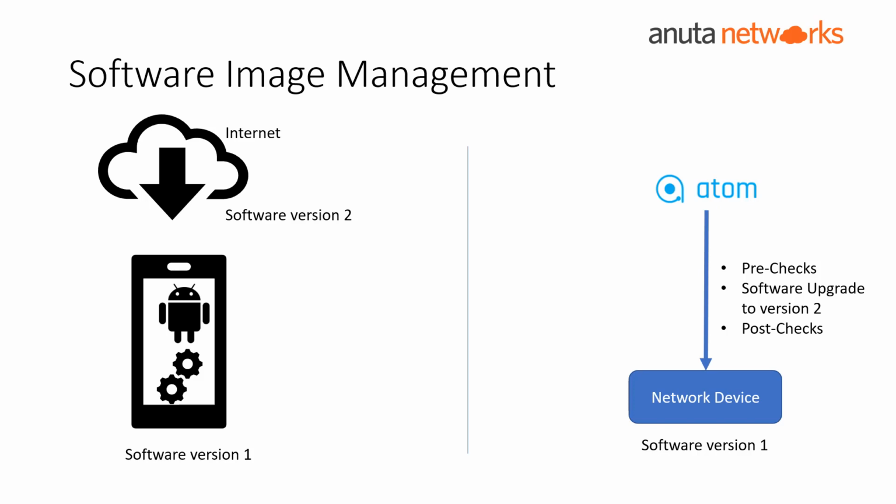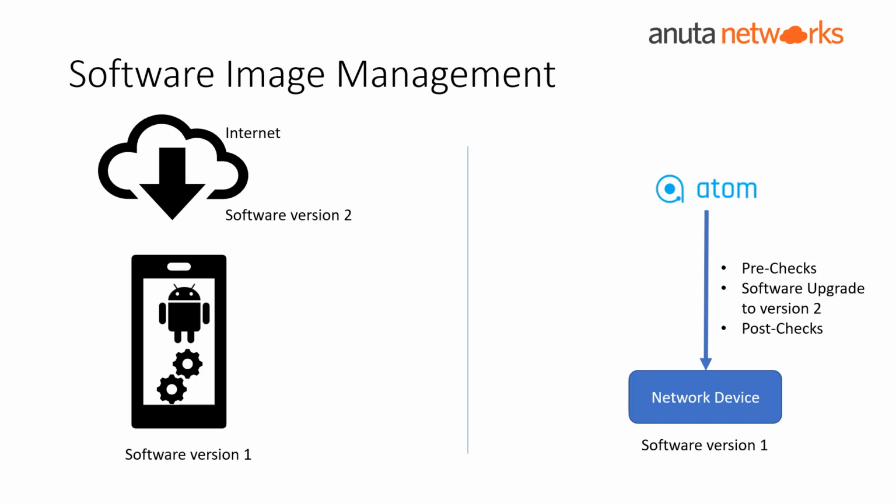Software image management is another aspect where Atom helps. Network vendors keep releasing new features, and the same are packaged into new software versions for their product. In the analogy here, we have a smartphone getting upgraded to its new version. Let's say you get notified that there's a new software image available for your phone.